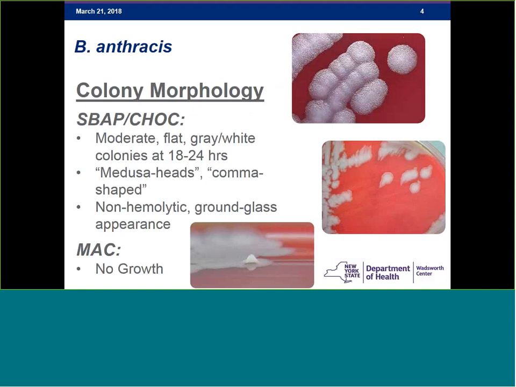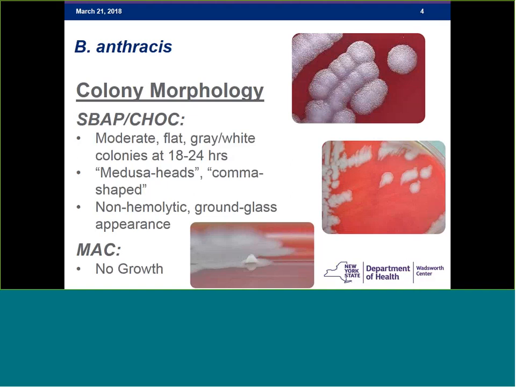Bacillus anthracis grows much more quickly than the other biothreat agents that could potentially be isolated in the clinical microbiology setting. Growth can be observed on blood agar after 18 to 24 hours incubation and 5% CO2, and colonies are typically 2 to 5 millimeters at this point. Bacillus anthracis is an aerobic, non-hemolytic organism, and the colonies have a very flat or slightly convex gray-white appearance with irregular edges that resemble ground glass.